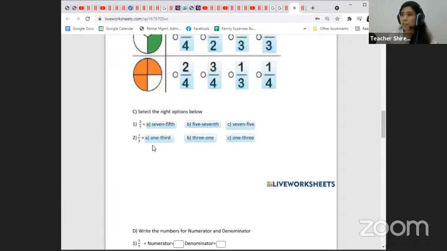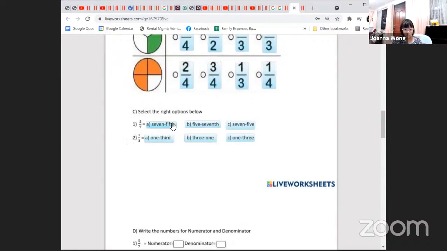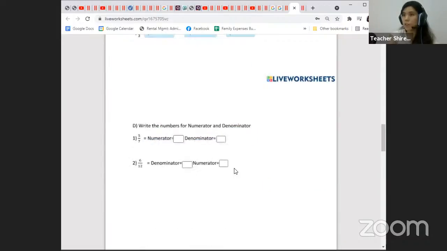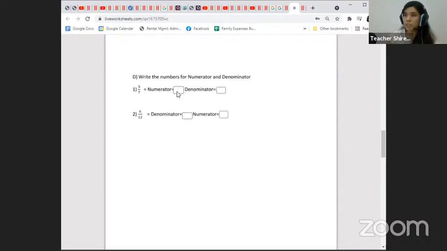What fraction is this, how do you say? 5 over 7. Good. Okay, numerator, denominator, how do you write it?